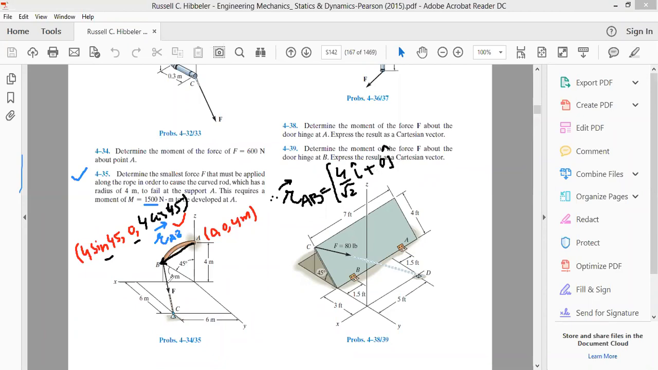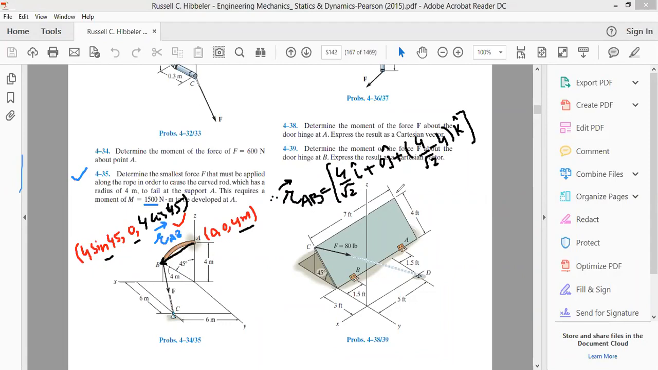And the third coordinate is the z coordinate of point B minus the z coordinate of point A. The z coordinate of point B is 4 cos 45, that is 4 by under root 2, minus the z coordinate of point A, that is 4. That is 4 by under root 2 minus 4 along the z axis, k cap. So this represents our vector RAB.